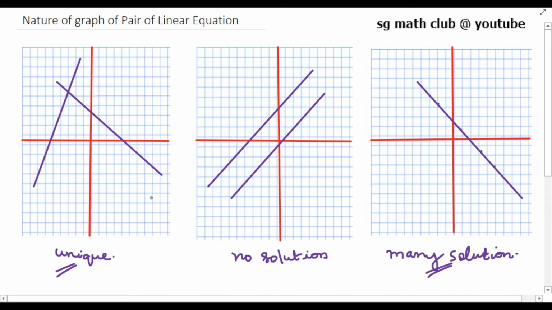Now, without actually drawing, just by seeing the equations, how can you say whether the graph will be parallel, intersecting or coincident lines? In today's video, we are going to see that without actually drawing the graph, by seeing the equations only, you can say whether they have intersecting lines with a unique solution, parallel lines with no solution, or coincident lines. So let's see how to find that.